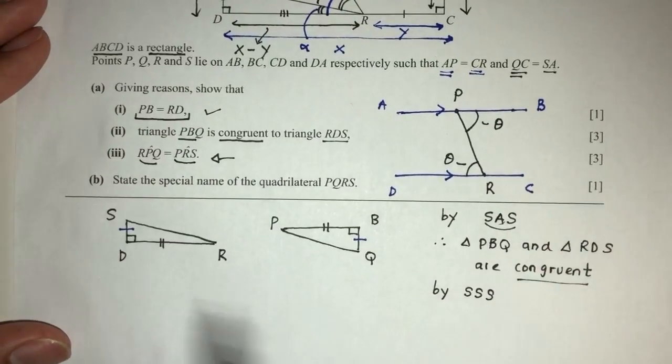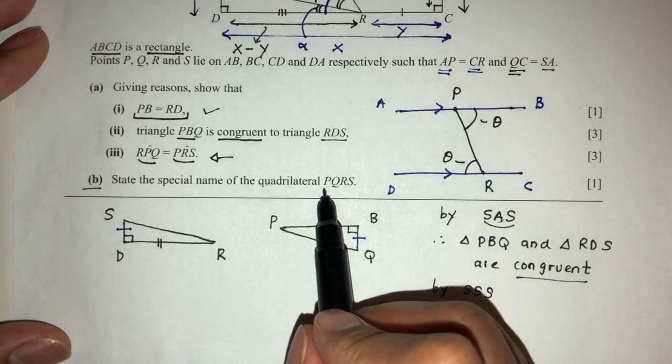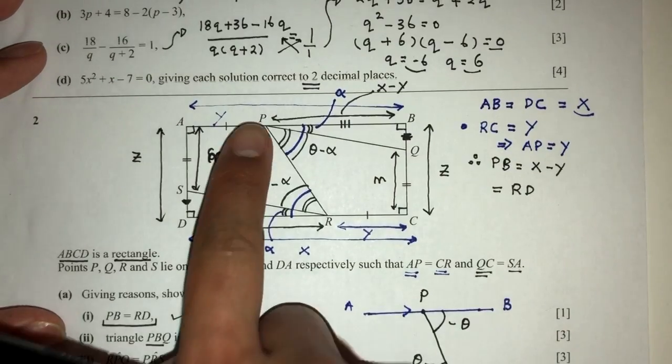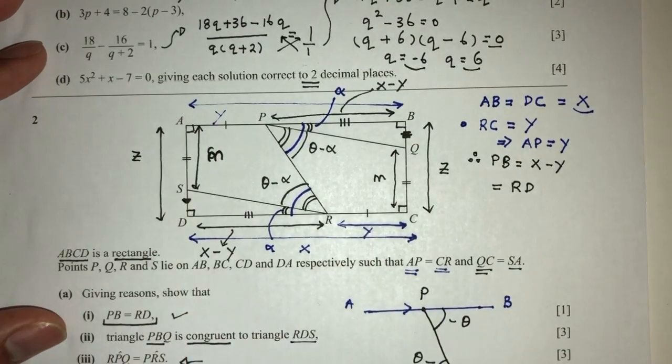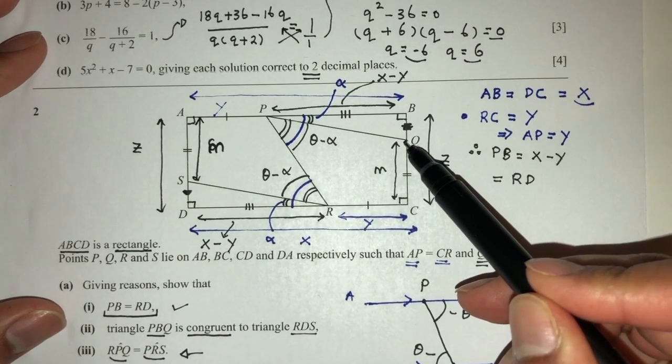So now, part B, state the special name given to the quadrilateral PQRS. So let's join them together first. So let's join these two.